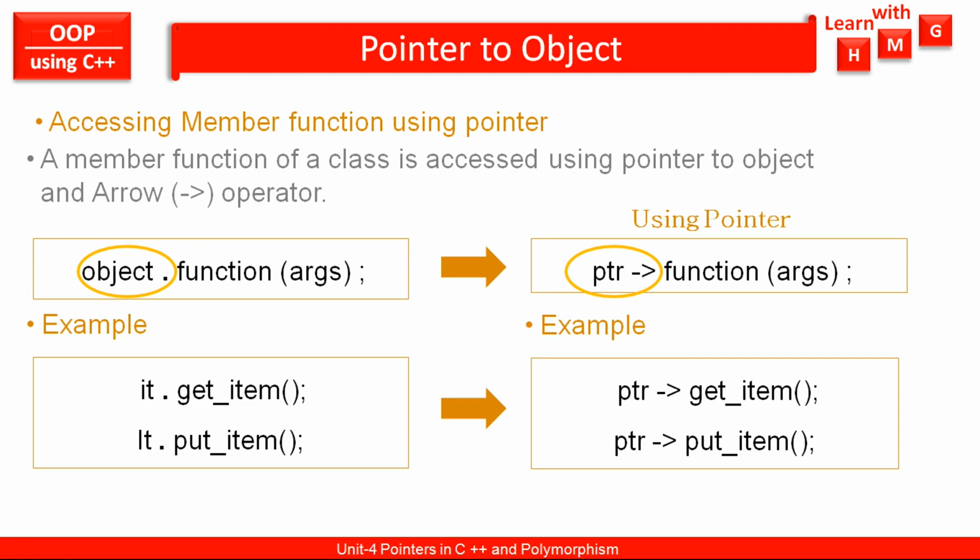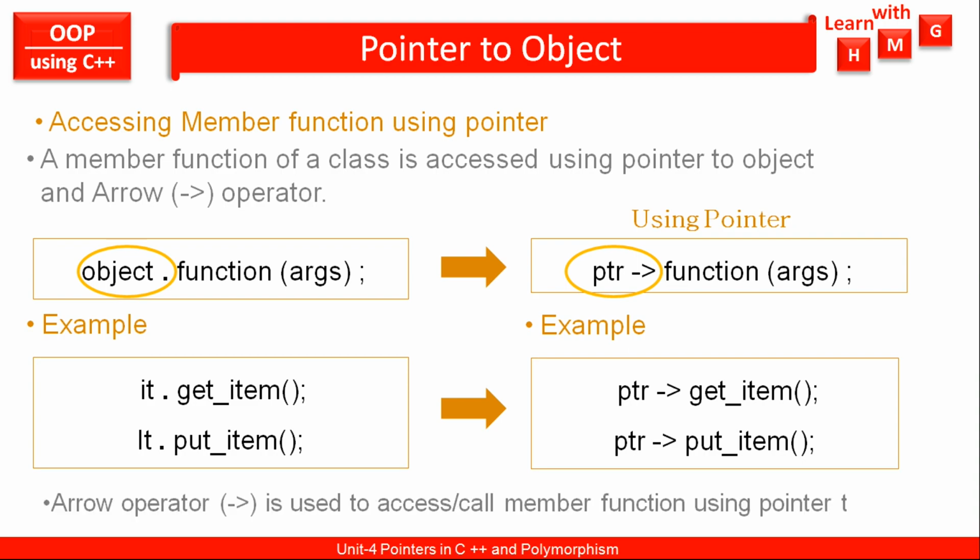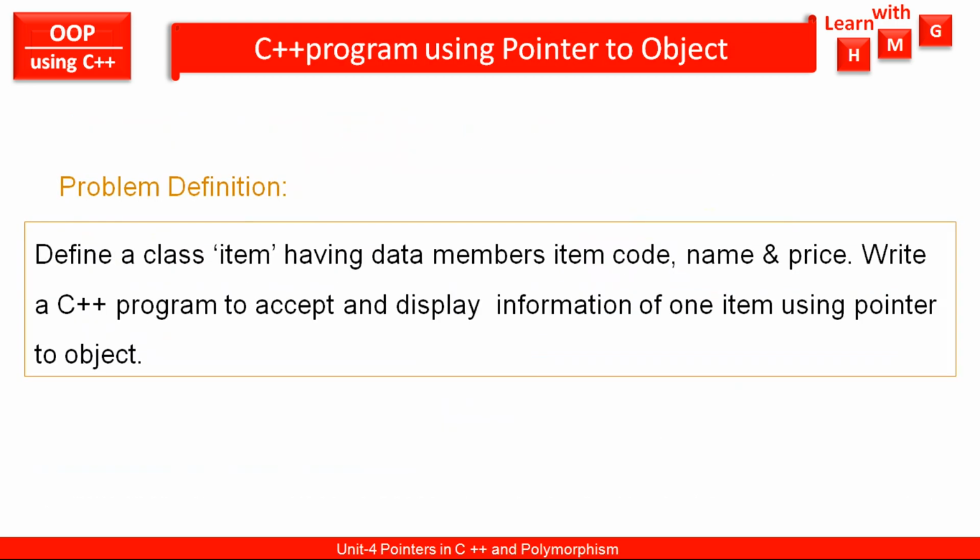So the arrow operator here is used to access or call member functions using a pointer to object, whereas the dot operator is used to call the member function using an object. So that is the difference between the dot operator and the arrow operator. Now let us see how to write a C++ program using pointer to object.